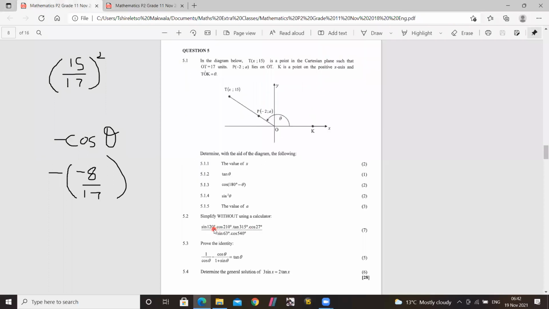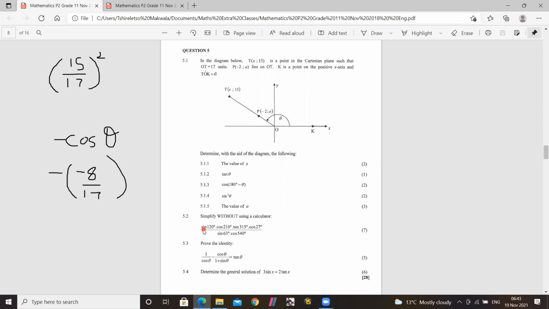So 5.2 says simplify without using a calculator. So this type of question, like I said, in trigonometry, it's either we have graphs or triangles, right? For graphs, we've done question A1, a triangle. Then this is special angles. So this is special angles and reduction formula. So that's all you're going to look at here.